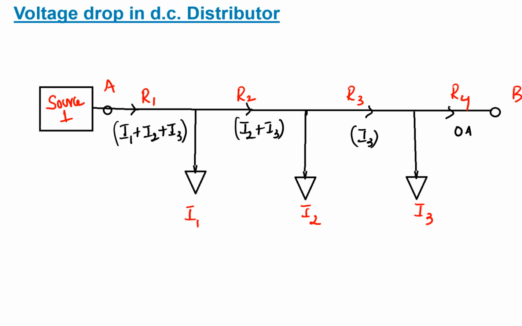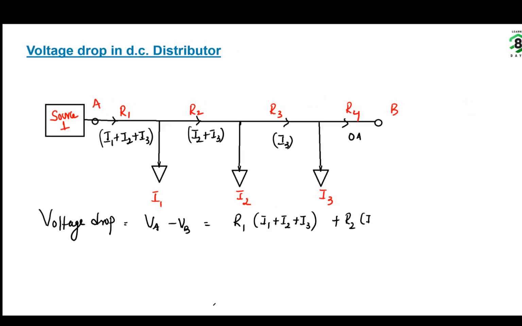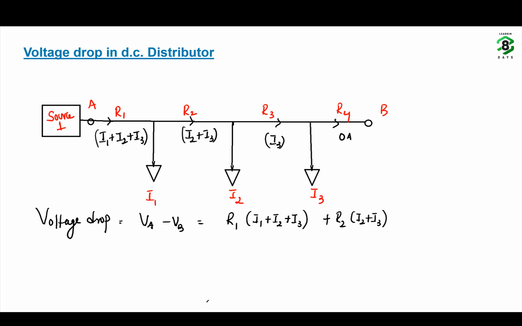Now if you want to calculate the voltage drop in the distributor, voltage drop becomes how much? That is equal to VA minus VB. That is equal to R1 into (I1 plus I2 plus I3), plus R2 into (I2 plus I3), plus R3 into I3, plus R4 into 0. This is how you calculate the voltage drop in case of a DC distributor.